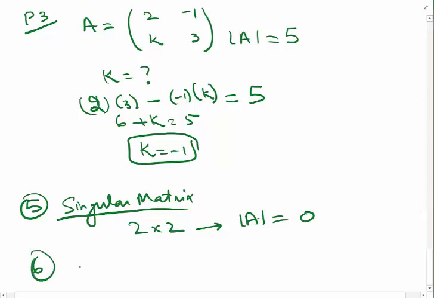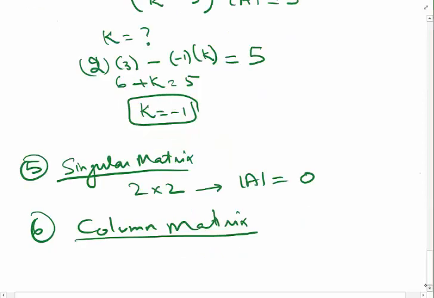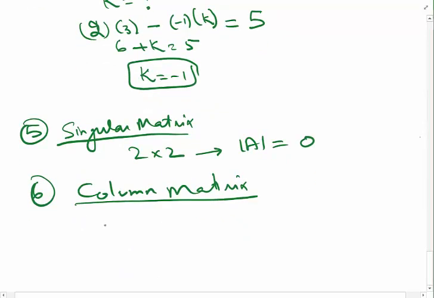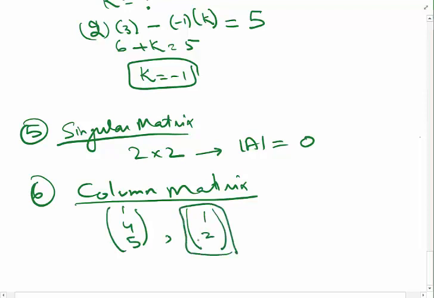Next is the column matrix. Now what is a column matrix? A matrix with exactly one column, right? Like 1, 4, 5, 1, 2, and you can see this type of column matrix mostly in vector analysis as well.